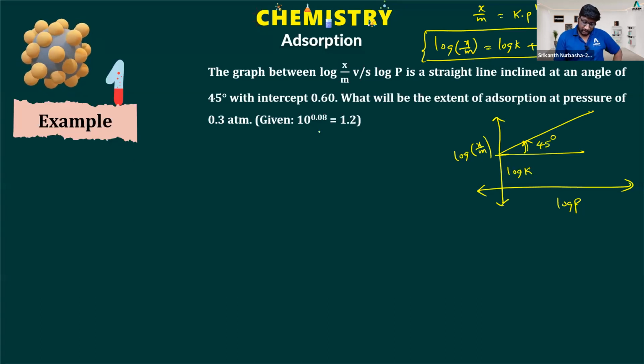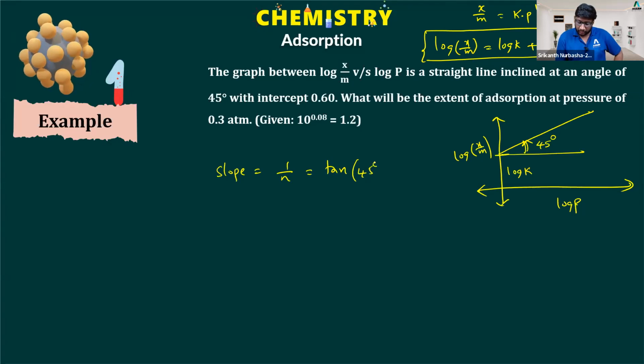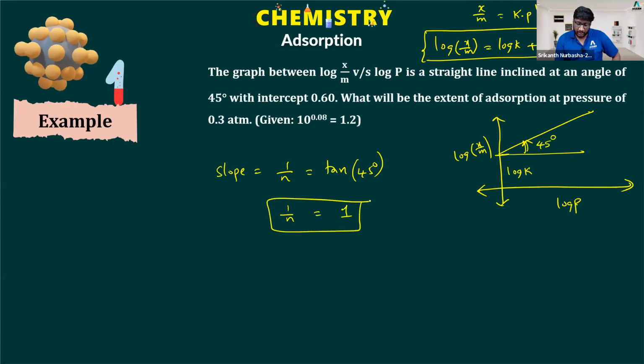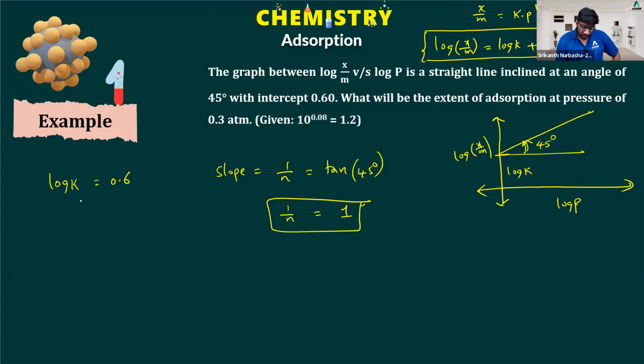So what is the slope? Slope is equal to 1 by n, that is equal to tan theta, tan 45 degrees. What is tan 45? One. Tan 45 is 1. So 1 by n is equal to 1. And the intercept is 0.6. What is the intercept? Log k. Log k is equal to 0.6. So k is equal to what? 10 power 0.6.